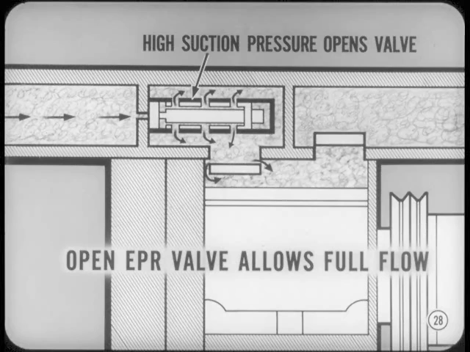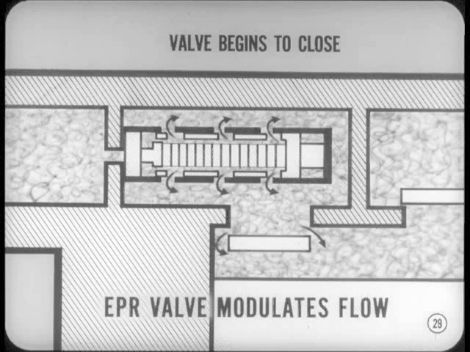Since refrigerant acts the same way in the sealed refrigeration system, a warm evaporator will raise the suction line pressure high enough to open the EPR valve. The wide open valve allows full refrigerant flow in the system for maximum cooling capacity. Then, as the evaporator cools, refrigerant pressure in the suction line drops and the EPR valve begins to close. As the valve operates, it modulates refrigerant flow just the right amount to slow down the cooling process so the evaporator fins will not frost up.